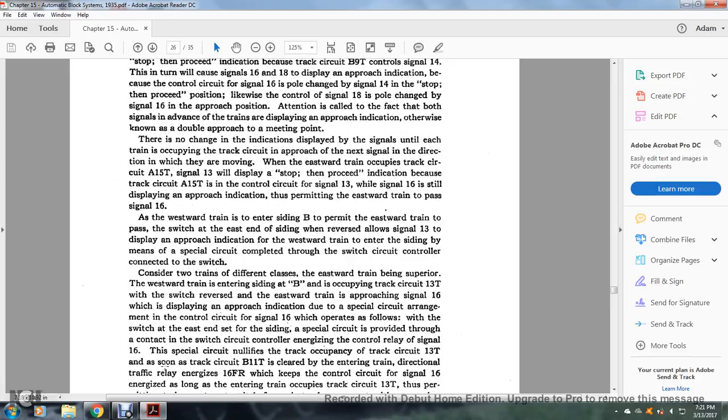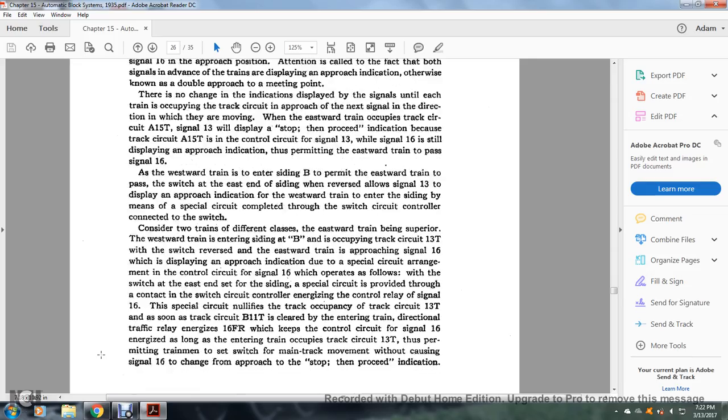There's no change in the indication displayed by the signal until each of the trains occupying the track circuit is approached for the next signal, with the direction in which they are moving. When the eastward train occupies the track circuit with the A15-3T and A13, it will display the stop then proceed indication because of the track circuit A15T and the control circuit with the signal 13. Signal 16 is still displaying an approach indication, thus permitting the eastward train to pass through signal 16.